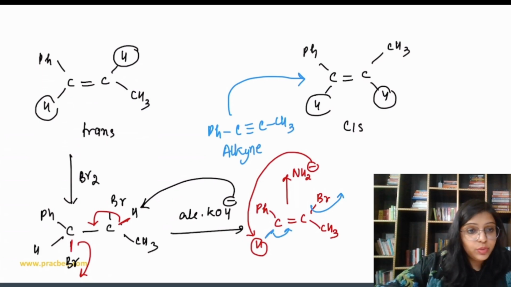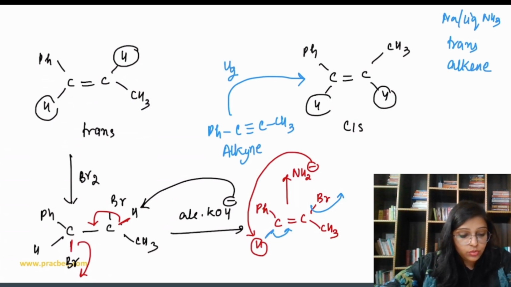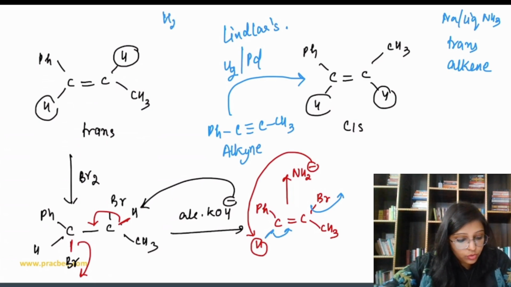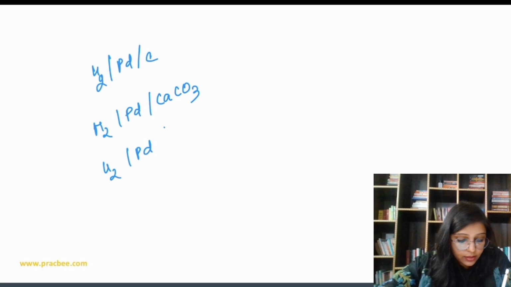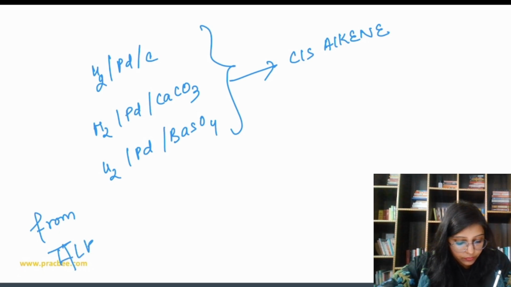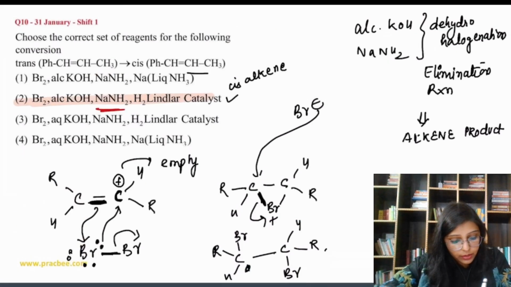From alkyne to alkene, we have two reagents. One is Na in the presence of liquid NH3. It will give us trans alkene. And if we use H2 in the presence of palladium, which is the Lindlar's catalyst, we get cis alkene. Even we can use H2 Pd carbon, or charcoal, H2 Pd CaCO3, or H2 Pd BaSO4. From all these reagents we get cis alkene from alkyne. Clear? That's it. So the answer is going to be option number B.